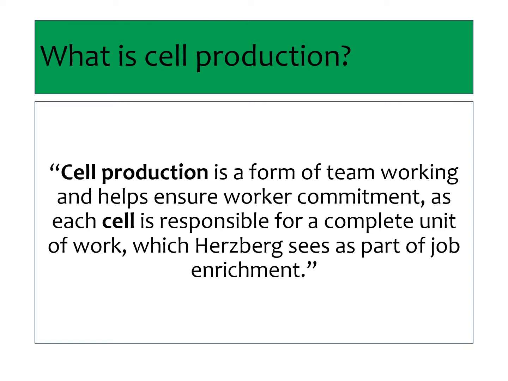Another method of lean production can be cell production, which also comes up in your exam. Cell production is a form of teams working together. So these are different groups in different departments working together, and that's why it's called cell production. Each cell is responsible for a complete unit, so they have the autonomy, they have the responsibility of achieving production and meeting their targets. Now, Herzberg is a motivational theorist, and he sees this cell production as an essential part of job enrichment, which helps you to motivate your workers. So cell production is very effective within organisations.